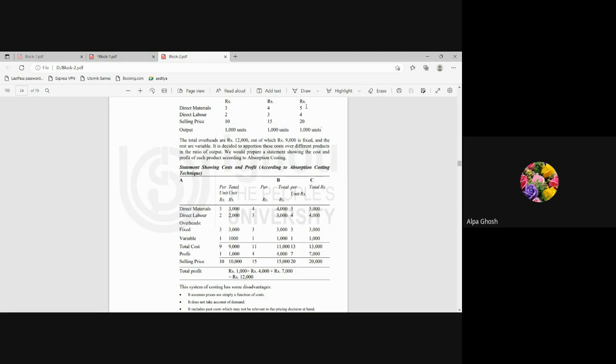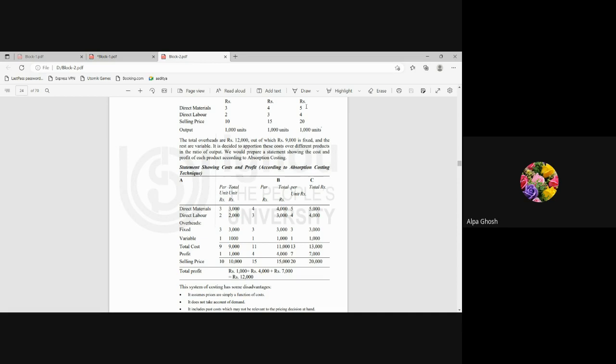You have a selling price of rupees 10 per unit. So 10 multiplied by 1,000 means your selling amount is 10,000 and your total cost is 9,000. When you subtract the total cost from your selling price, the balance is your profit. How to find the profit? Selling price minus total cost.